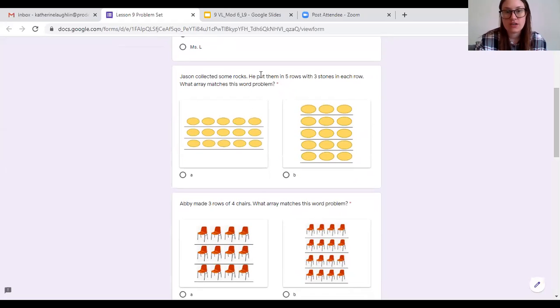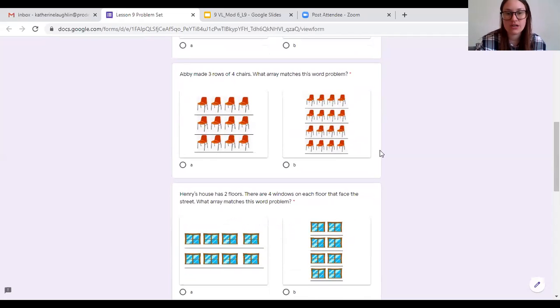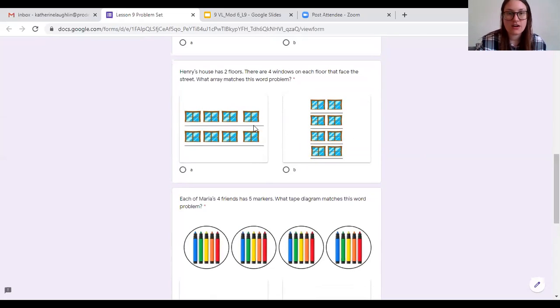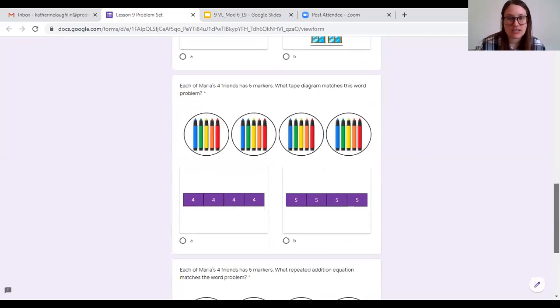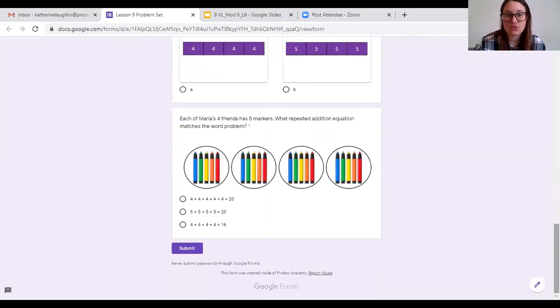You are going to read each word problem and answer the question that goes with it. So the first one asks you a question. What array matches the word problem? Select A or B. The second one asks you about an array. The third one asks you about an array. Pay careful attention to this last part because it's asking first about a tape diagram, and then it's asking you about a repeated addition equation.